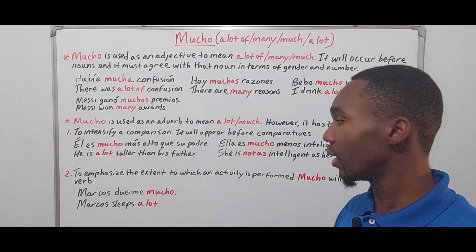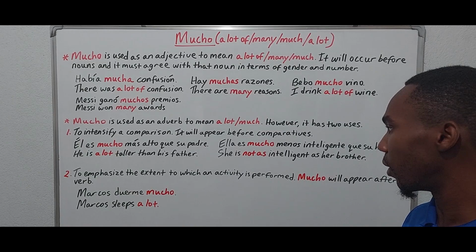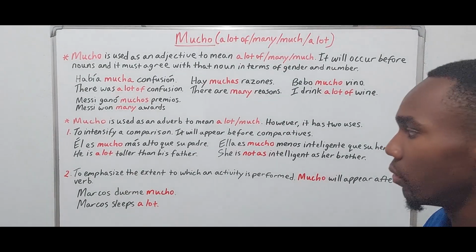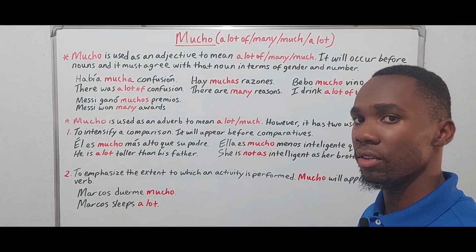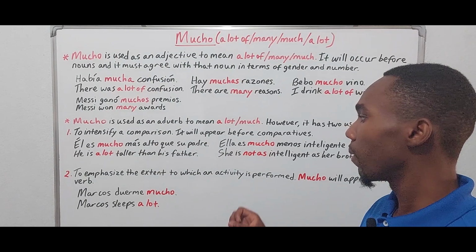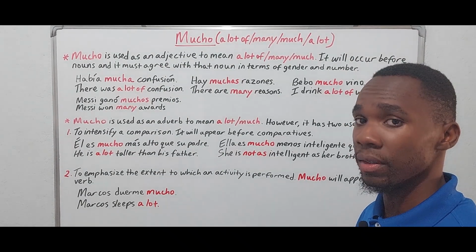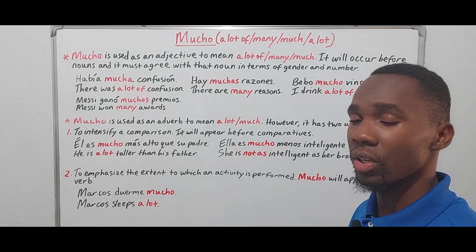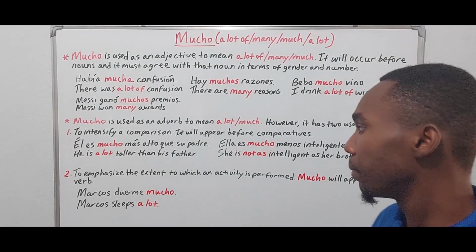Now the second usage as an adverb would be to emphasize the extent to which an activity is performed. Mucho will appear after the verb. So in this case, mucho is going to appear after the verb, right? And is used to emphasize the extent. So this is going to be an adverb of degree, right? This is going to describe the extent to which the action or activity is carried out, right?